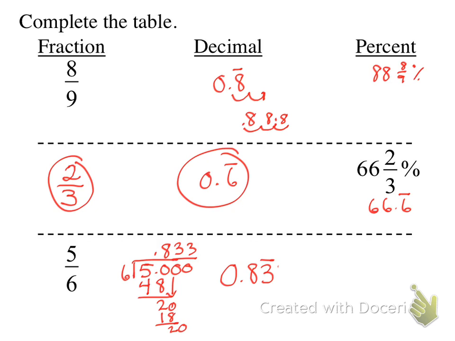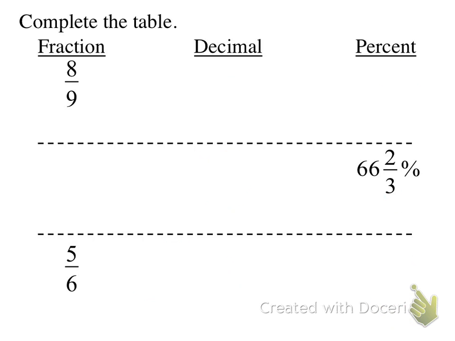And now the percent would be, what do I do? Move it to the right 3 times. And what would be next to it? Because it's a repeat, what would be the next digit? 3. With a repeat, right? It would keep going. So it's 83.3 repeated percent. Now, how do I write that 0.3 repeated? 1/3. Yep. 83 1/3%.